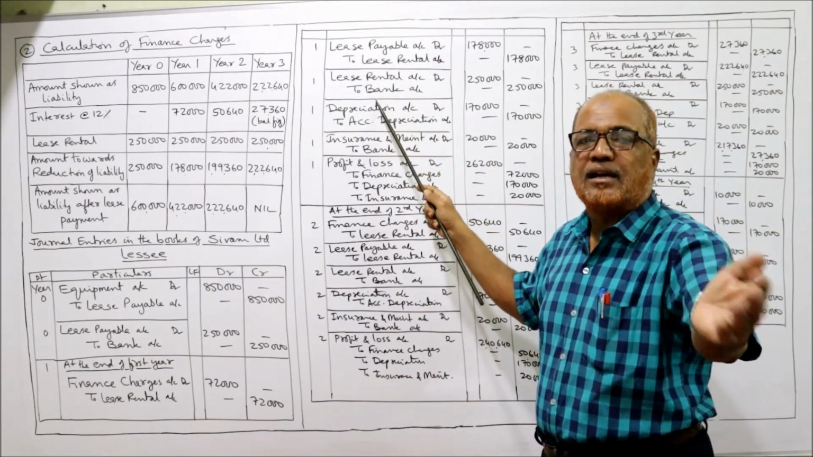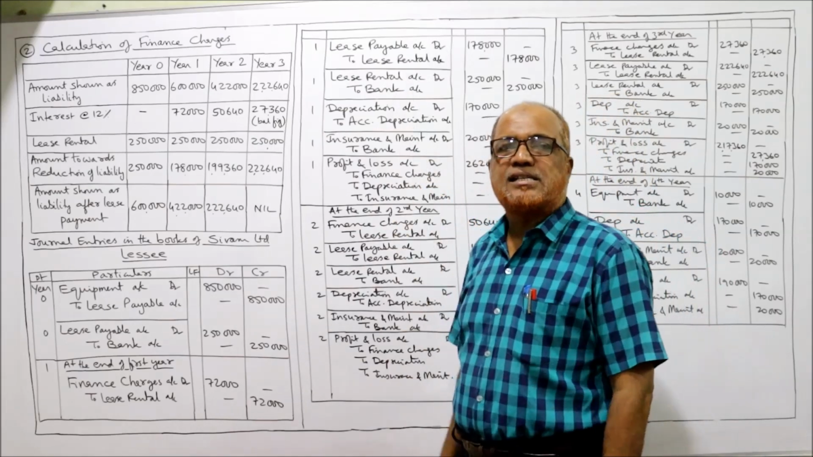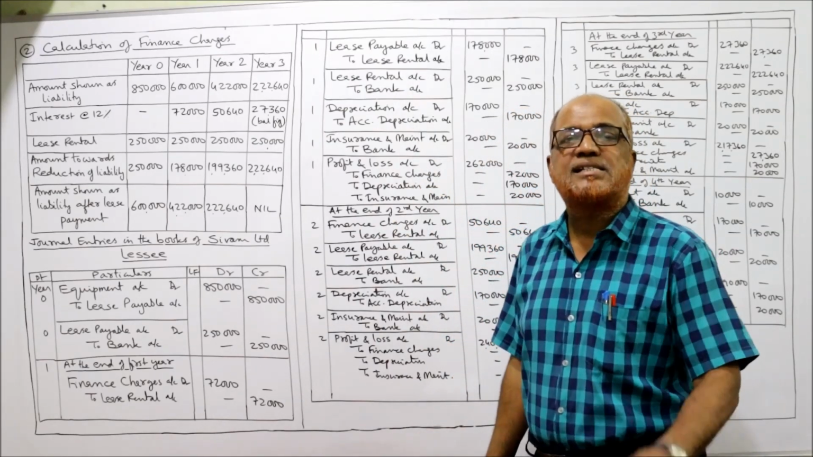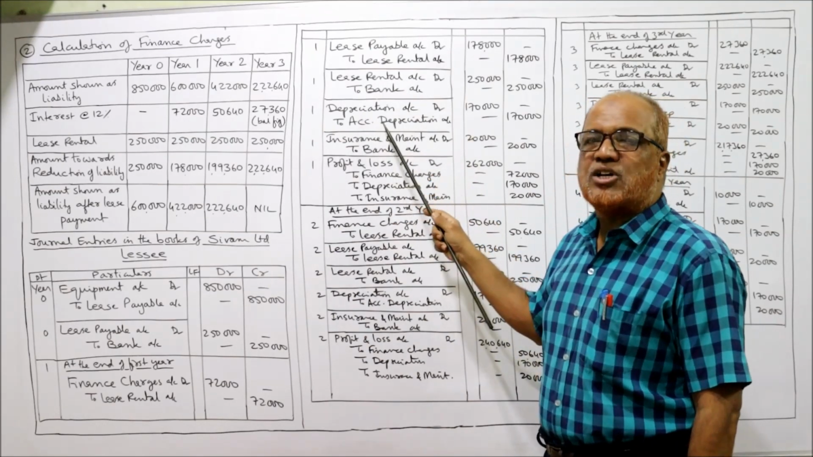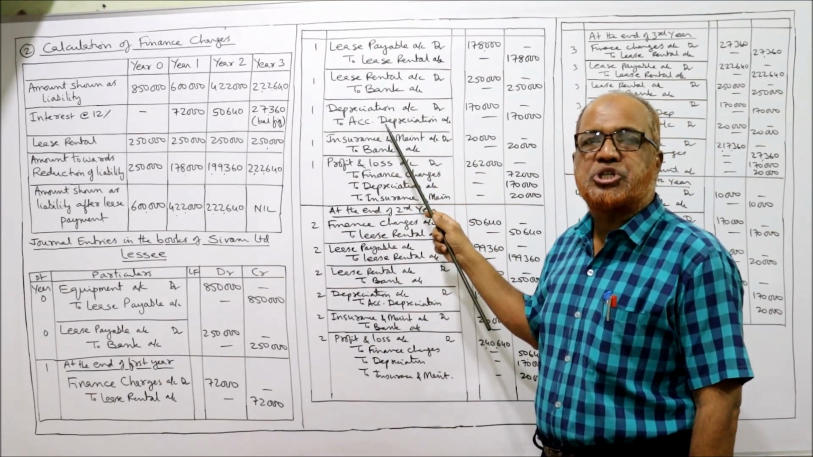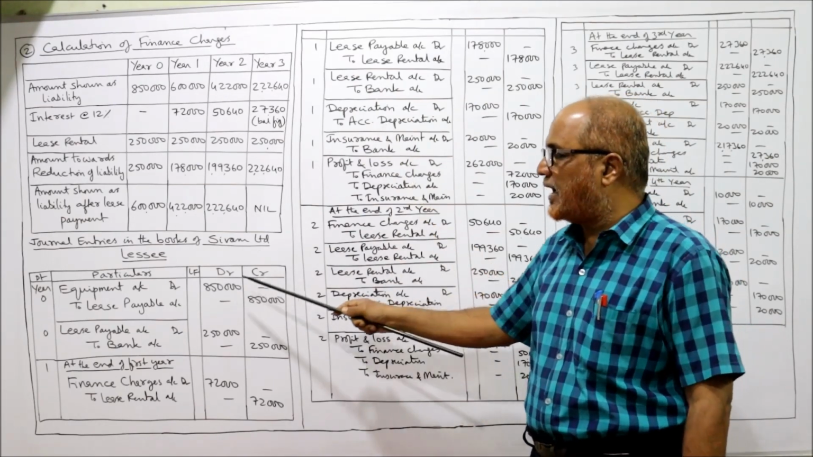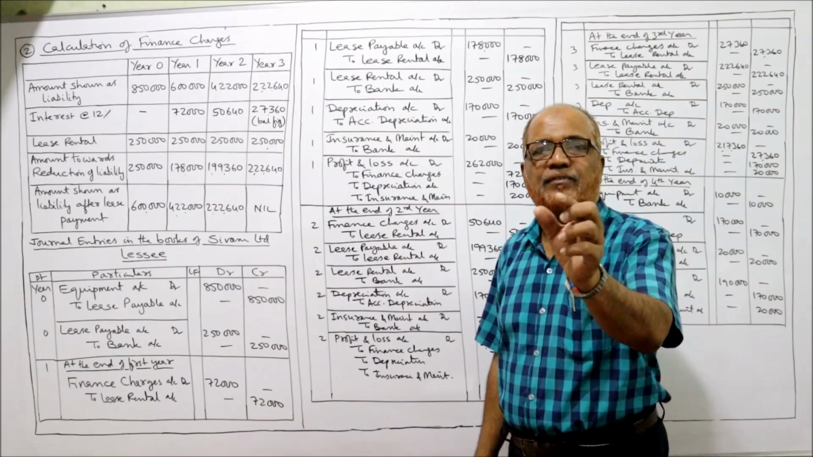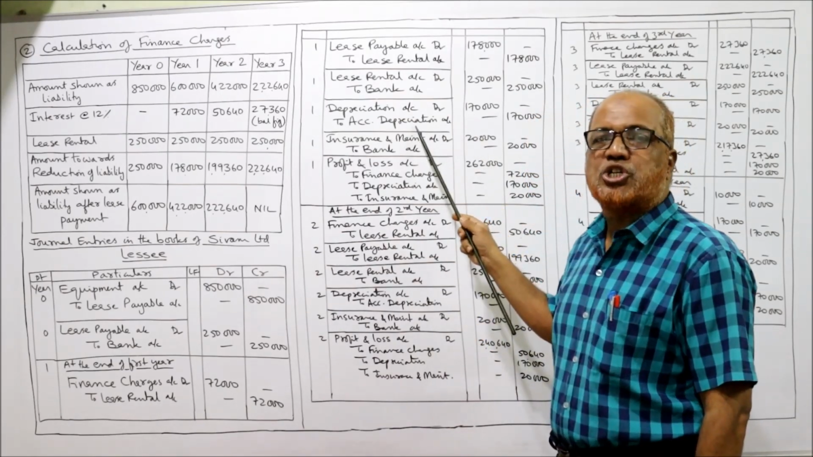Next is lease rental paid. Lease rental account debit to bank, being the second lease rental paid, 2,50,000. Then depreciation account debit to accumulated depreciation. How much? 20% of cost. The cost is 8,50,000. 8,50,000 into 20%, 1,70,000. Being the depreciation provided.